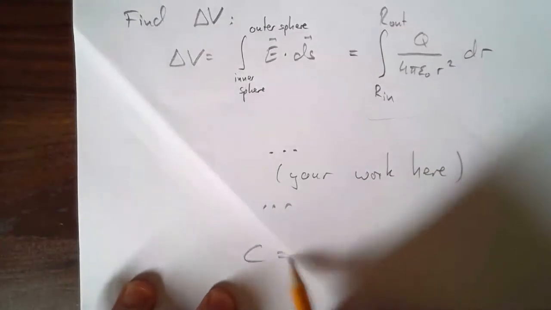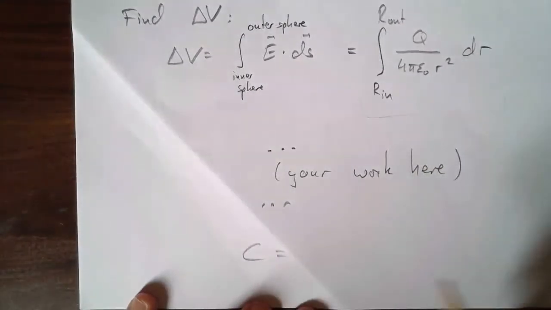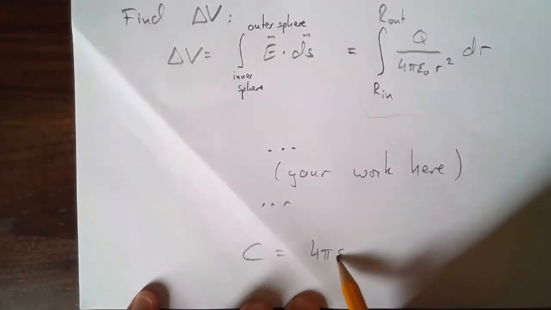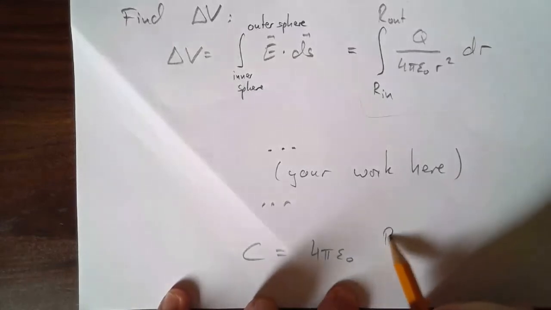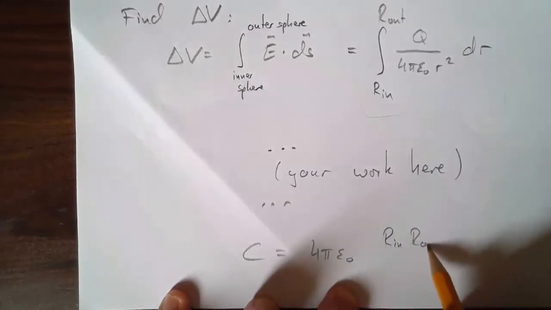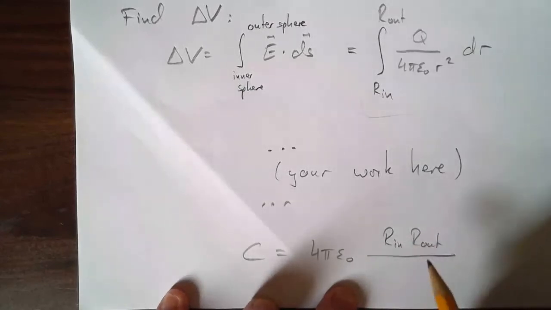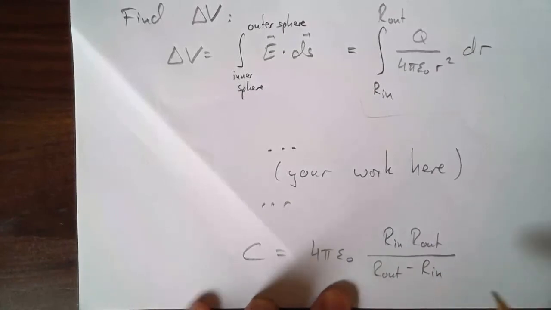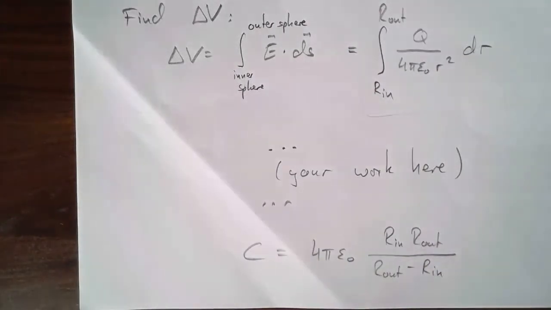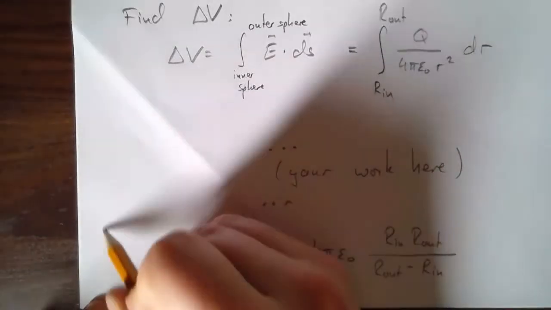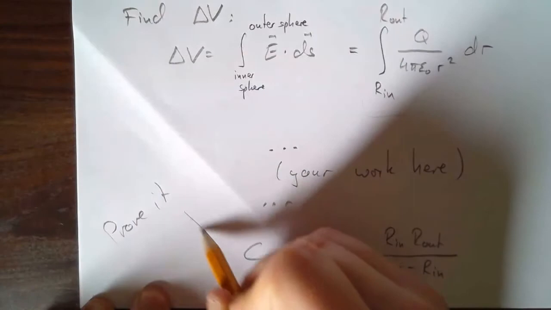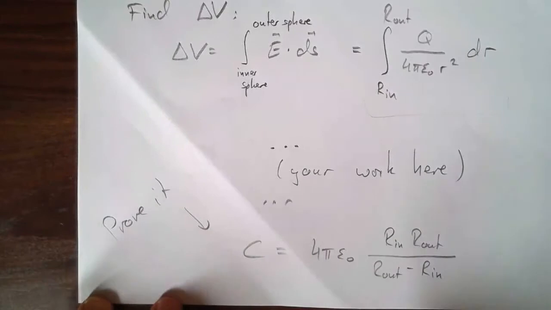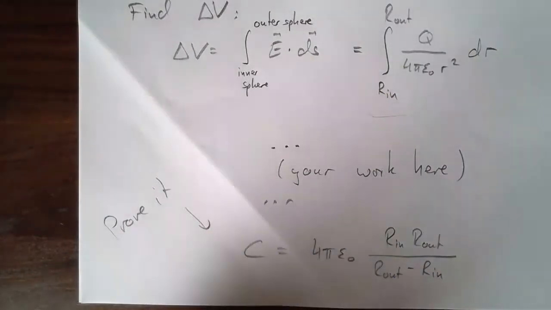You end up finding that the capacitance, the charge held per potential difference, is 4 pi epsilon naught times the inner radius times the outer radius, divided by the difference between them. Right, and it's your job to prove that. Prove it. I've started you off, right? So you really just have to evaluate this, and you should find that that is the answer.